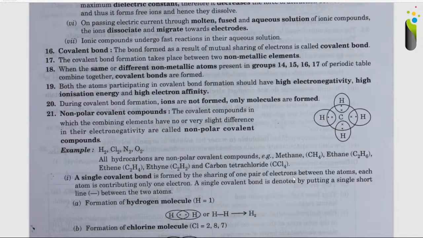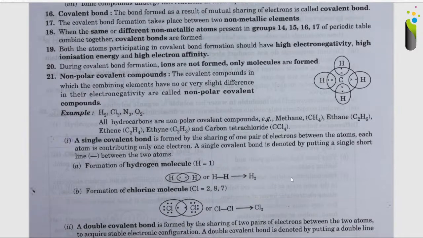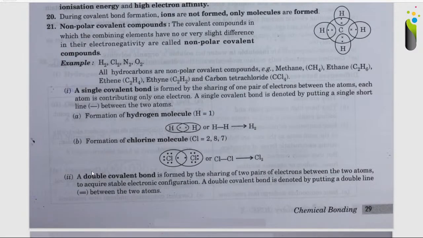Now, coming to the next, that is a single covalent bond. A single covalent bond is formed by the sharing of one pair of electrons between the atoms. Each atom is contributing only one electron. So a single covalent bond is denoted by putting a single short line between the two atoms. If I take an example of hydrogen molecule, we write it as H-H. You can see on the screen here. So it forms H2. Here you can clearly see that it is just sharing one electron each.